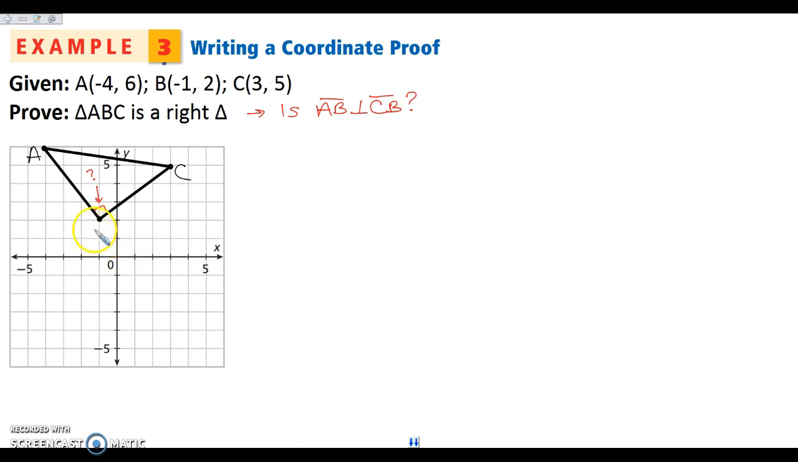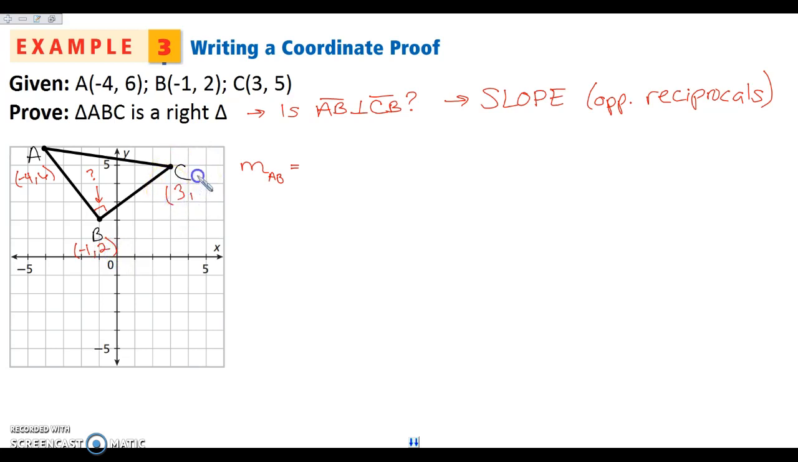All right, so now the next question is whether or not we remember how to find whether or not sides are perpendicular. Our key here is that we should be using slope. Remember, the slopes of perpendicular lines are opposite reciprocals. So remember, we want them to be flip the fraction, change the sign. All right, so let's take a look. I want to find the slope of AB. I'm going to write in the coordinates here: -4, 6, this is -1, 2, and this is 3, 5.